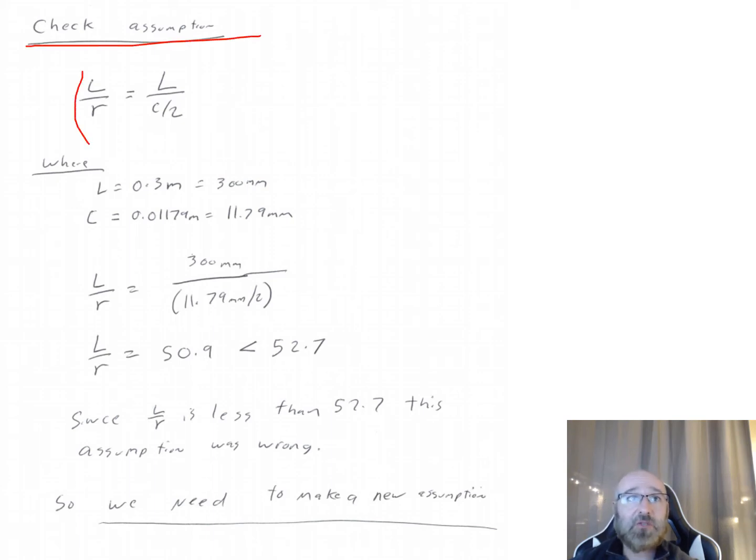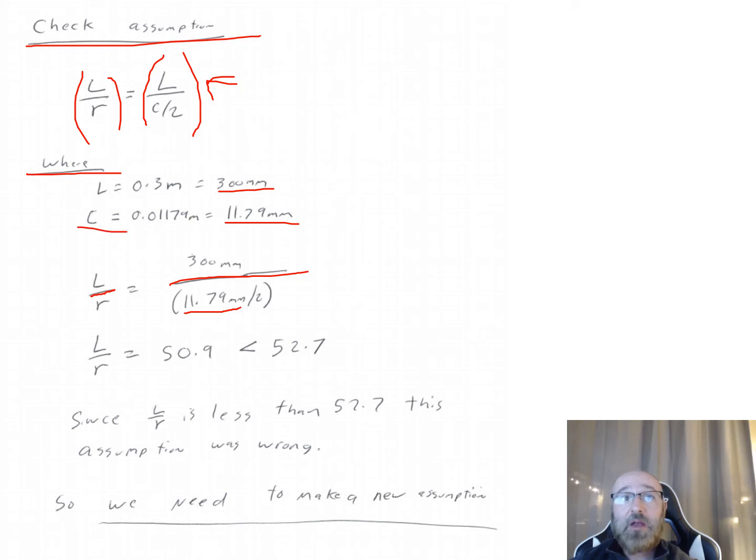So we go to our slenderness ratio, our L over R, or we're plugging in relative to C. This is L over C over 2, where our L for this case is going to be equal to 300 millimeters, and our C that we just found is equal to 11.79 millimeters. So we can plug those values into this above equation to check our assumption on that slenderness ratio. So L over R is equal to 300 millimeters divided by 11.79 millimeters for our C value divided by 2.